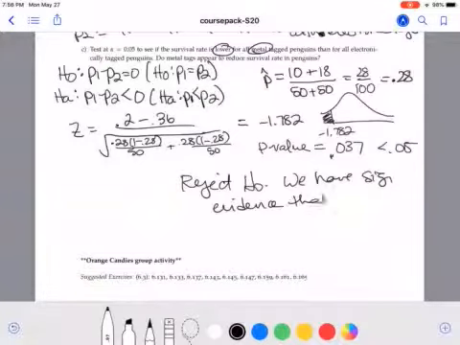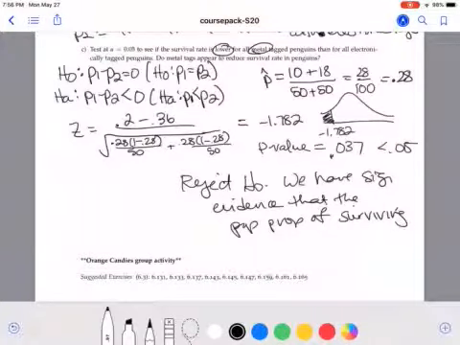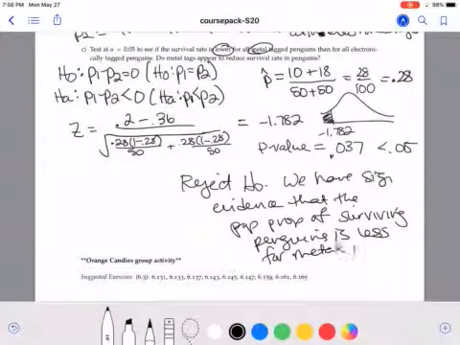So that would be that the population proportion of surviving penguins is less for the metal tags than the electronic tags.